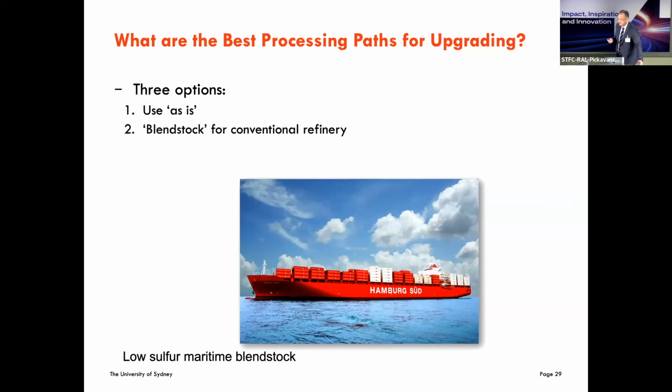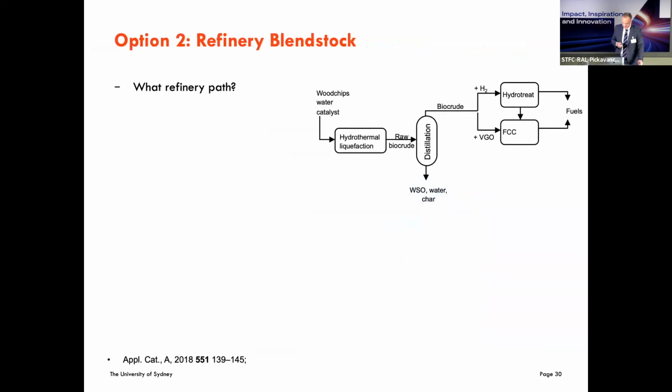The other one is to use it as a blend stock in a refinery. So I just put in 10 or 20% into existing refinery streams. And given the volume of crude oil, that's all you can ever do. Or I can go for standalone new biorefineries, which need, of course, quite substantial investment. And there's a higher hurdle for the introduction. So, I just go through one of the three options, and that's the refinery blend stock.